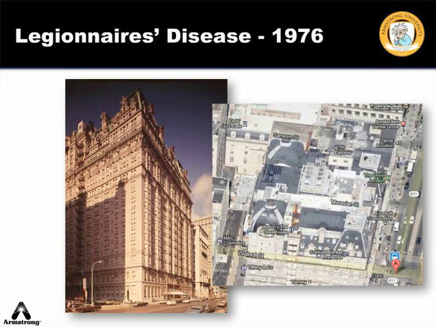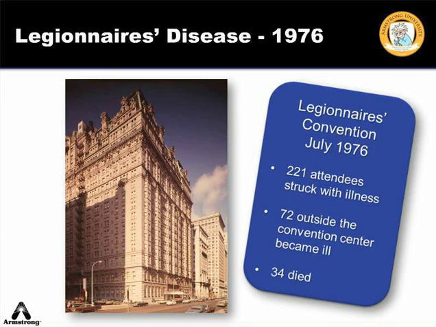Bacteria was discharged from the contaminated cooling tower on an adjacent building. The air handling unit on the Bellevue Stratford brought the airborne bacteria from the cooling tower into the convention center. The illness struck 221 people. 72 of those people did not attend the convention, but were walking by on the street. Of those 221 people, 34 died. Subsequently, the bacterium causing the illness was named Legionella pneumophila, and the name of the illness was changed to Legionellosis.